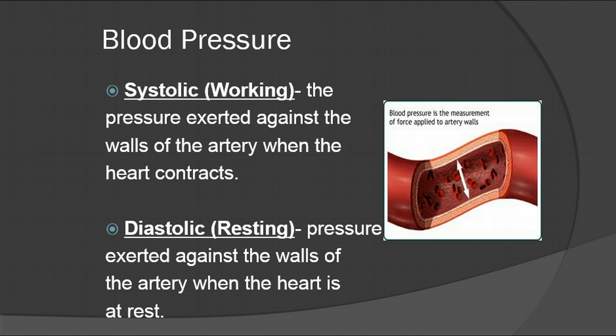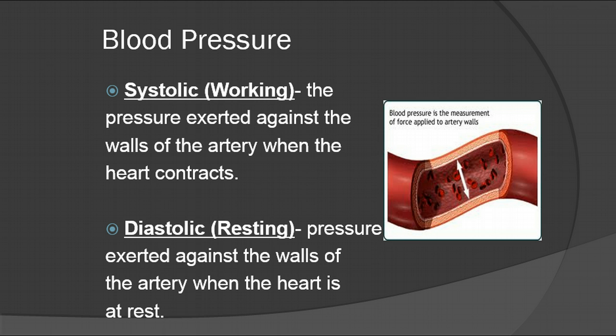So now let's talk about blood pressure. We have systolic blood pressure and diastolic blood pressure. Now you can see systolic blood pressure is when it's working, diastolic when it's resting. So systolic blood pressure, in other words, is when you have the most pressure occurring within the blood system, within the arteries. Then you have diastolic, which is the resting pressure which is exerted against the walls of the artery.